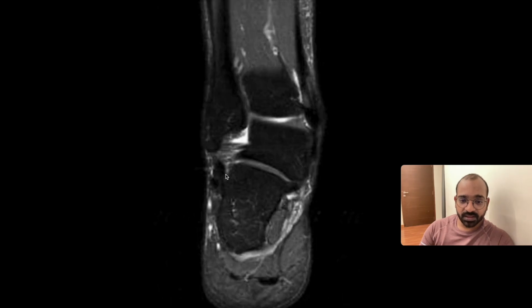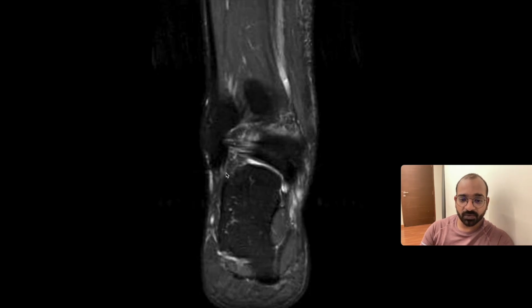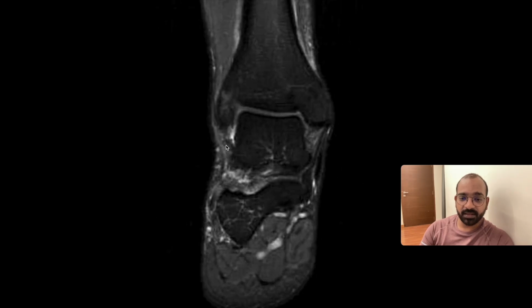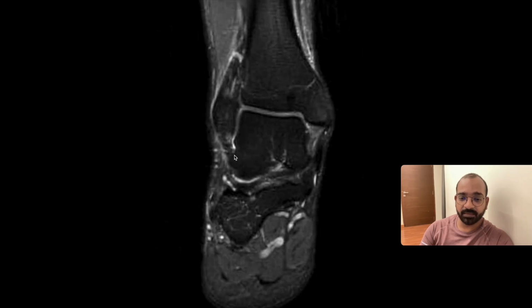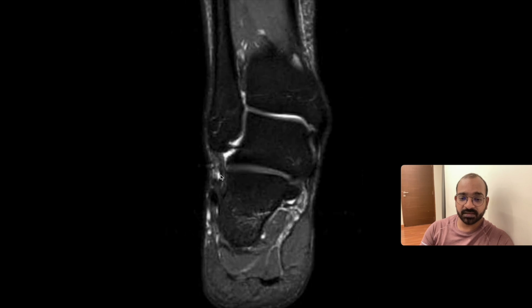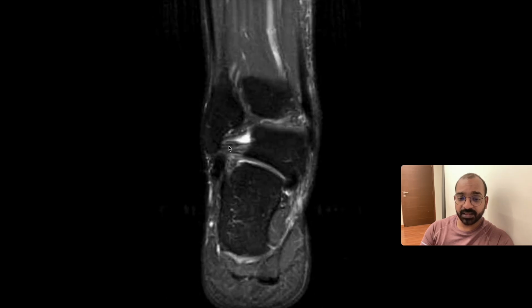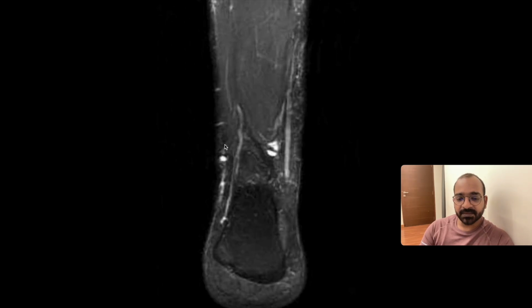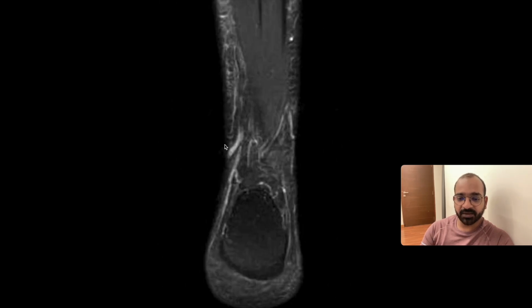So as I'm going anteriorly, we'll start. Yeah, this ligament which is joining from the tip of the fibula to the talus is the anterior talofibular ligament. And if we see here, this band which is joining the calcaneum and the tip of fibula, this is our calcaneofibular ligament. And as I go posteriorly, this fan shaped hyperintense ligament is the posterior talofibular ligament. So these are the ligaments of the lateral aspect of the ankle.